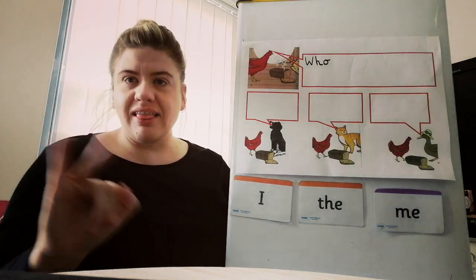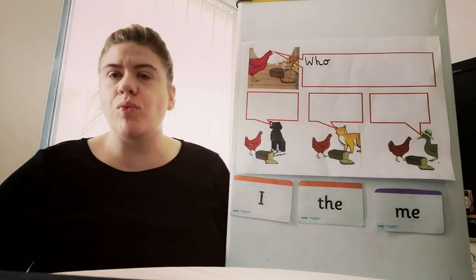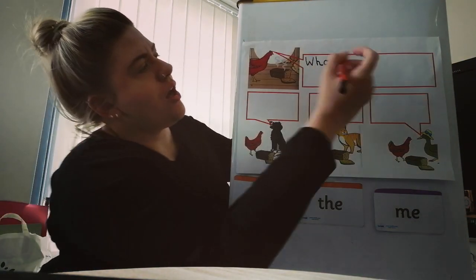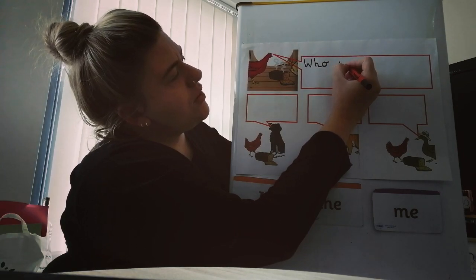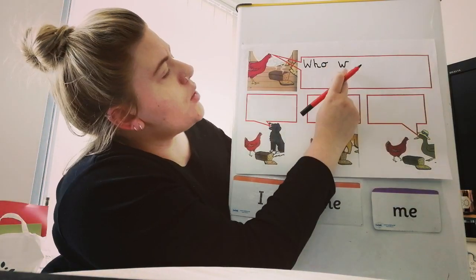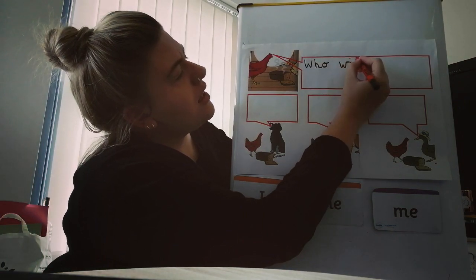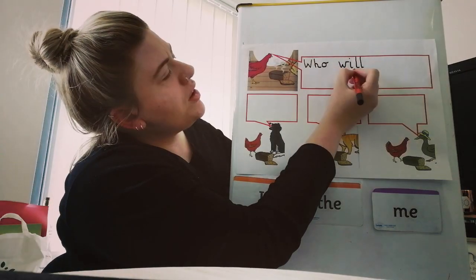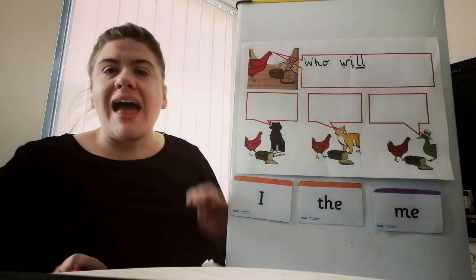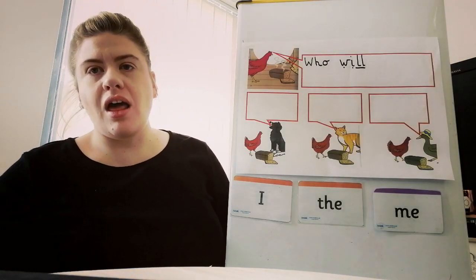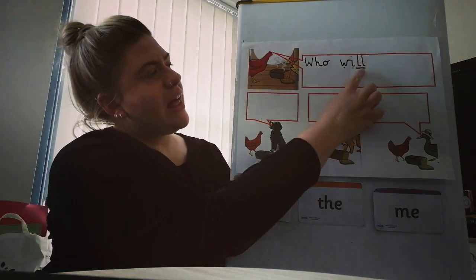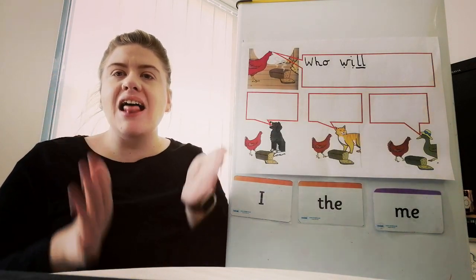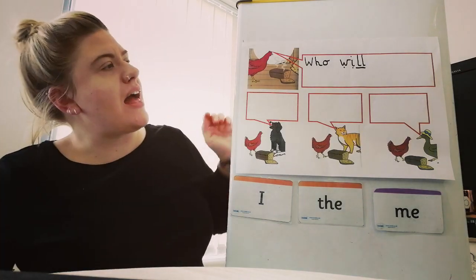Who will. Okay, so next word is will, so we're going to sound out the word will. Will. Okay, who will. Now I'm going to leave a finger space between my words, so that's our digraph okay, so who will help me eat the loaf? Okay, who will help? Okay, let's sound out the word help. Help.